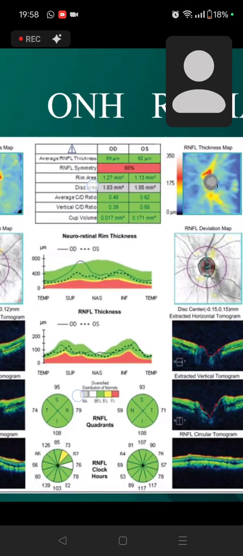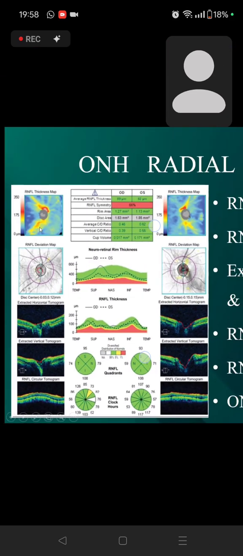RNFL deviation map means you are comparing the RNFL thickness of the patient to the age-matched controls in the OCT machine, and the machine is giving this deviation map. In this deviation map, if hot colors are present, it indicates it is abnormal. Red or yellow color is present if it is abnormal. So it is opposite to the thickness map in color coding.